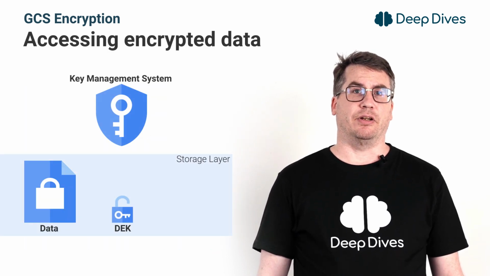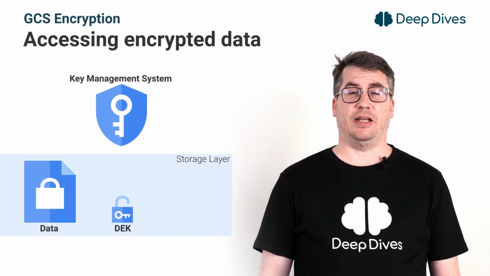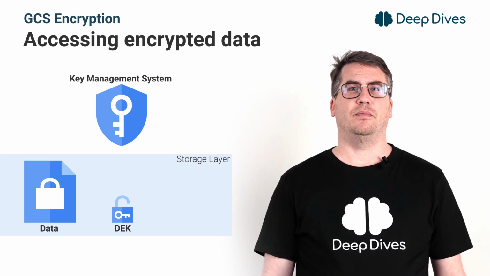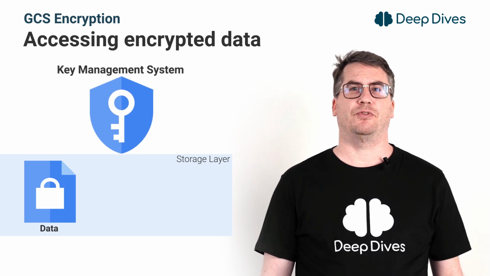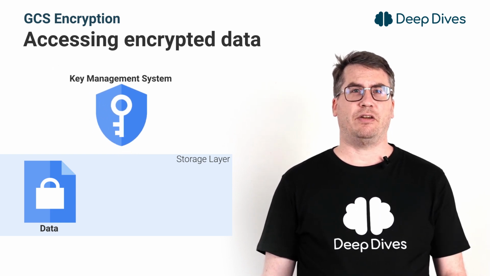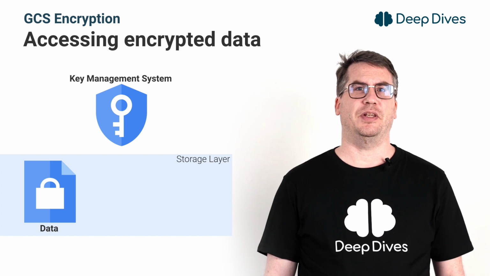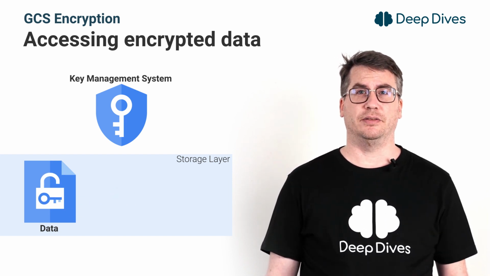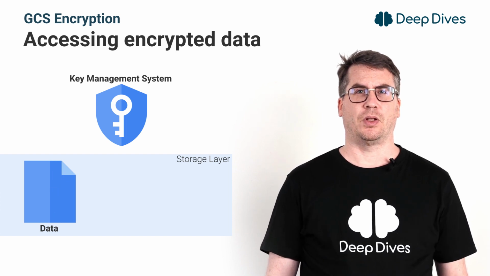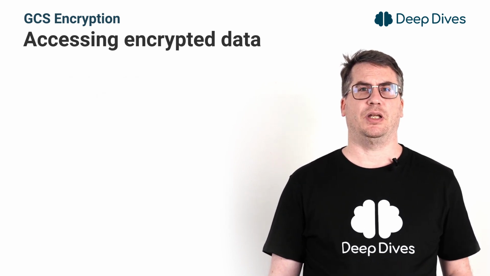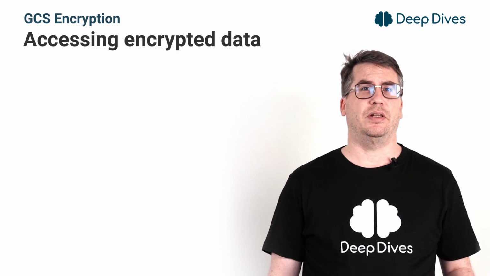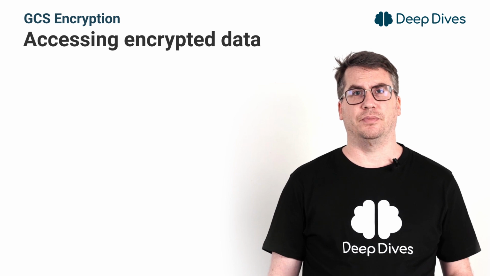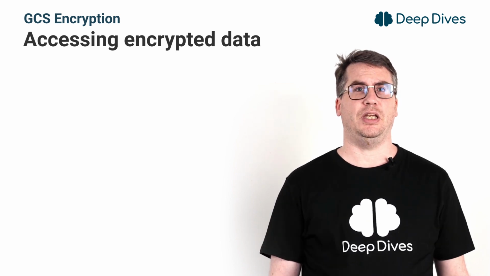When accessing your encrypted data, the encrypted data encryption key is first read from the storage layer and then moved over to the key management system for decryption. The decrypted data encryption key is then moved back to the storage layer to be used when decrypting the actual data read from storage. Note that the key encryption key that is used to encrypt the data encryption key is never actually available to the end user. It only exists within the key management system.